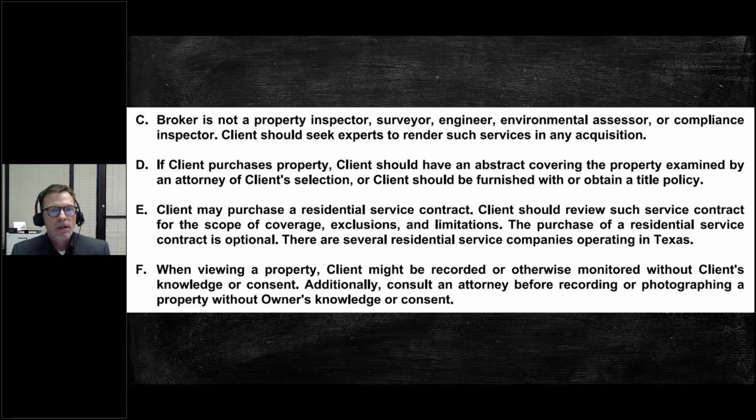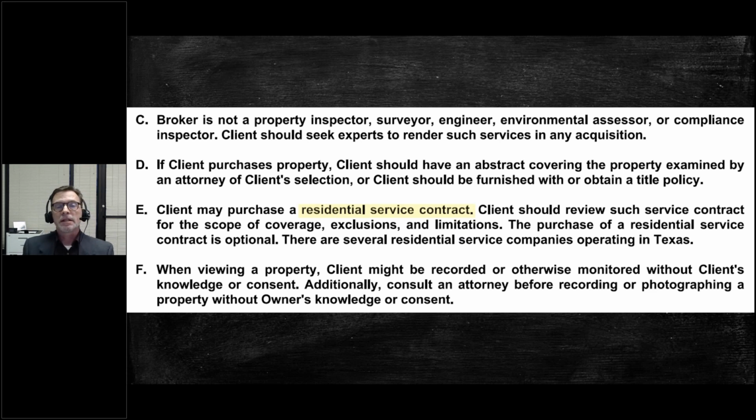E talks about residential service contracts. What this means is home warranties specifically. Apparently there was a lot of unsavory stuff that used to go on around home warranties, because now, of course, we have an entire disclosure form about the relationship between the brokerage and any residential service companies. But here it is in the buyer-tenant representation agreement as well.